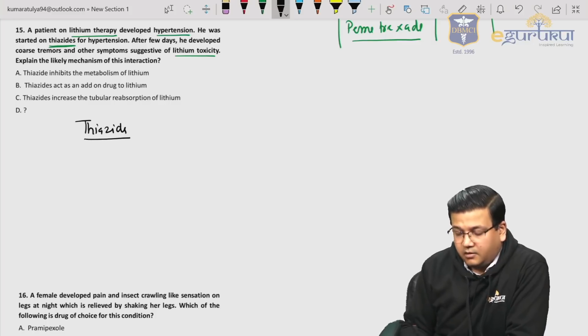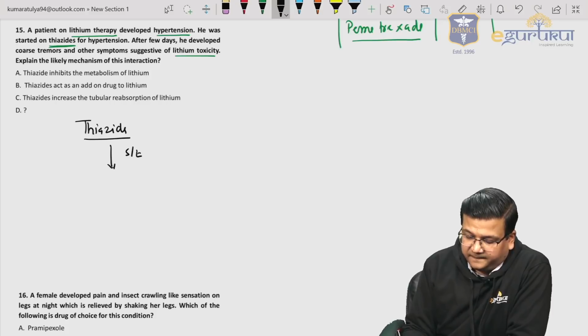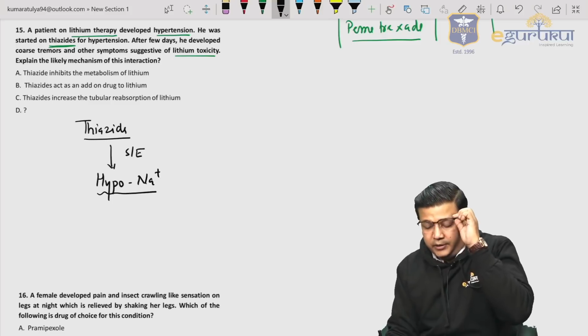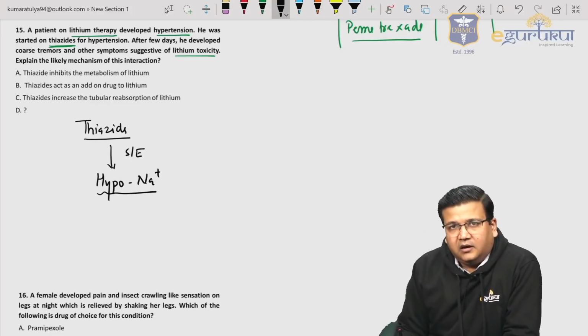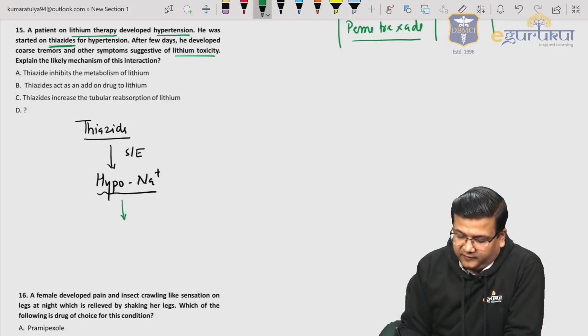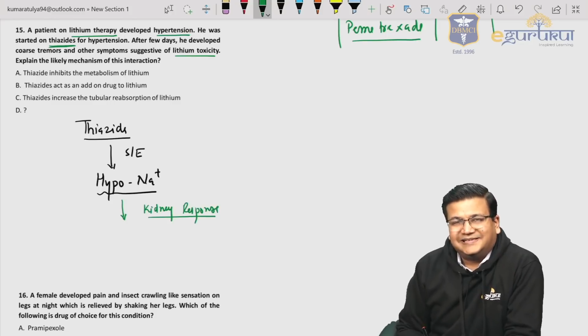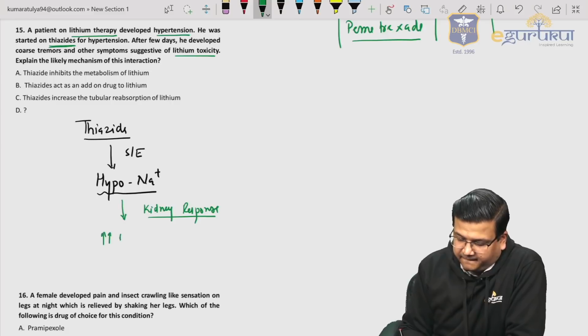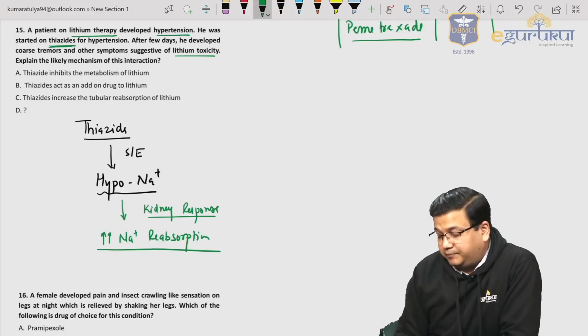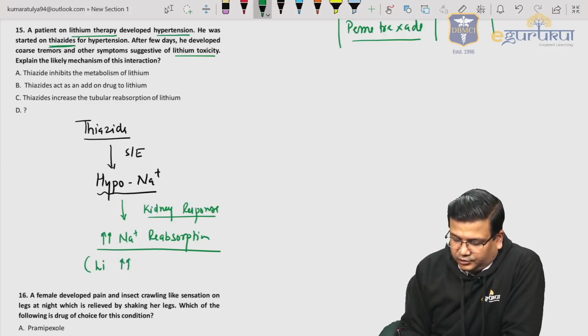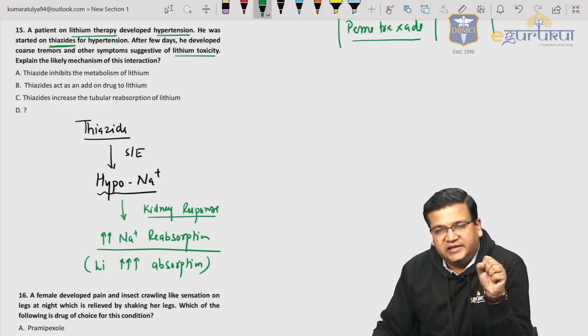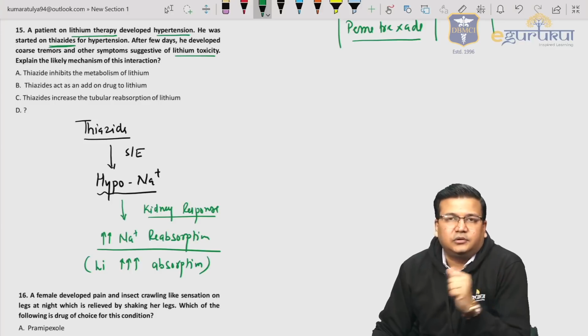Thiazides have a side effect of causing hyponatremia. They cause sodium loss. So hyponatremia is a known side effect of thiazide. Now whenever hyponatremia occurs, what is the kidney response? Since the body has developed hyponatremia, the kidney will increase sodium reabsorption. So the kidney increases sodium reabsorption from the PCT, and along with sodium, lithium is also increasingly reabsorbed, because the kidney handles lithium like sodium. So whenever there is an increase in sodium reabsorption from urine, lithium reabsorption would also increase, and that causes lithium toxicity.